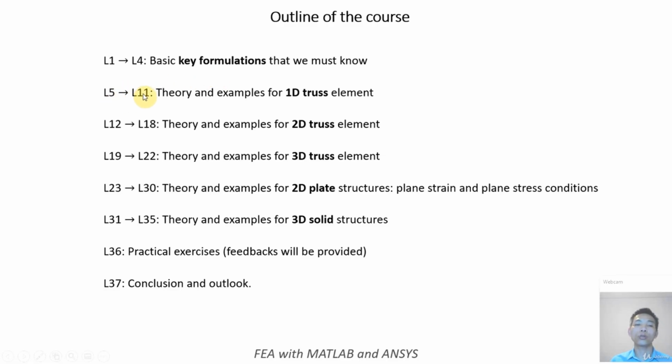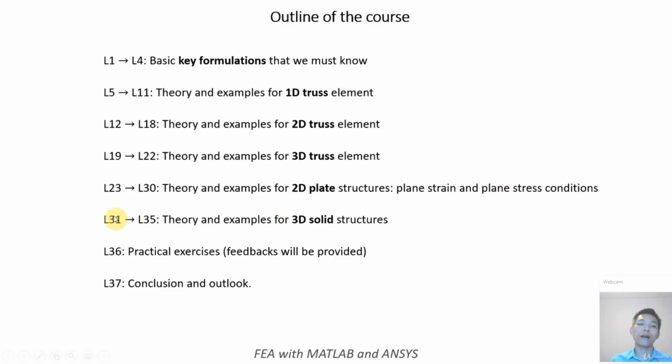From lecture 5 to 11, both theory and examples for 1D truss elements will be provided. And from lecture 12 to 18, the theories and examples for 2D truss elements will be investigated. From lecture 19 to 22, the theory and examples for 3D truss elements are also provided. And from lecture 23 to 30, theory and examples for 2D plate structures. Both plane strain and plane stress conditions are presented.